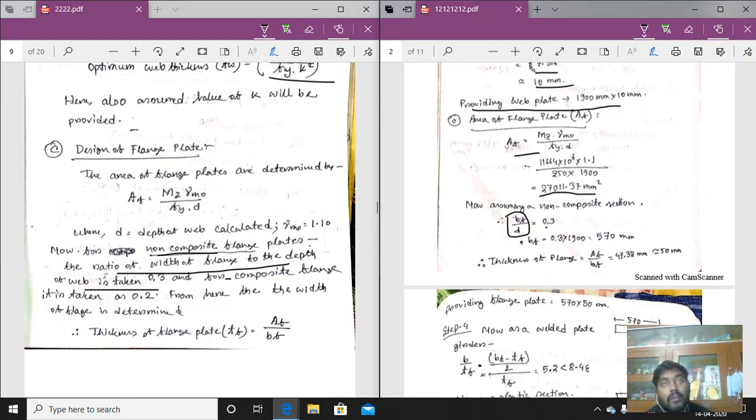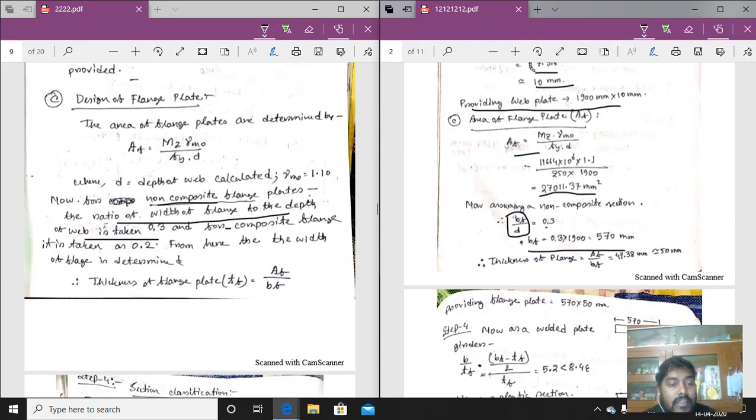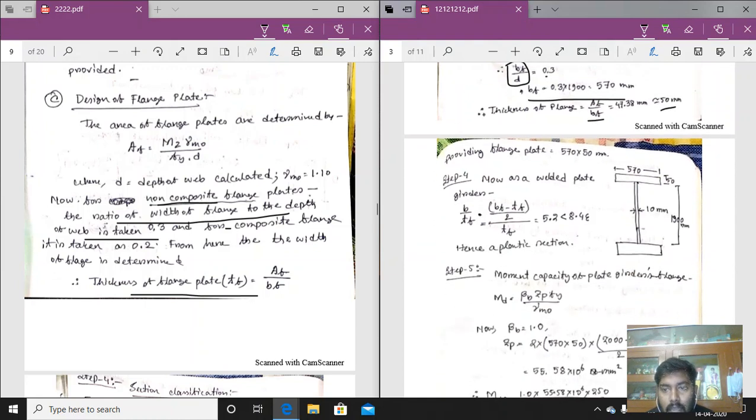So we are taking that value. From here, BF is calculated as 570 mm. 570 mm is the calculated value of BF, that is the width of the flange. If we know the width of the flange, the thickness of the flange is calculated by AF by BF, which equals 47.38, and we are taking a value of 50 mm. So we have got the section for the plate girder: we have got the web, we have got the flange. So let us draw the section first. I have drawn the section here.